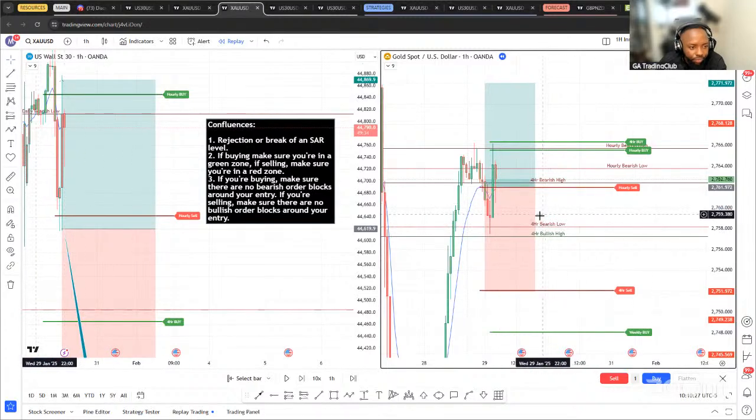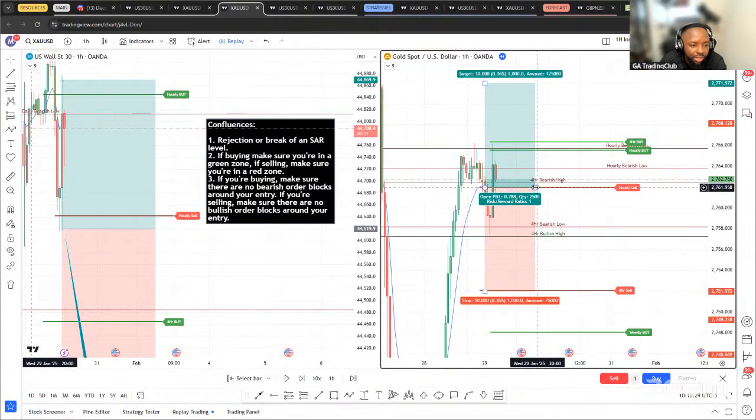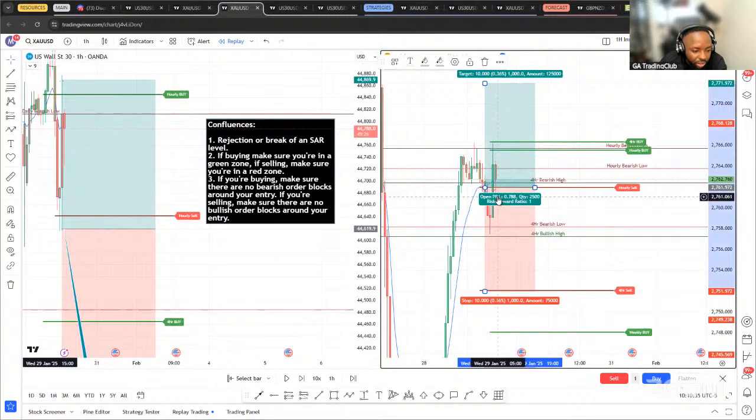So let's see what would have happened here. This one was yesterday, so we already know that this trade would have lost. There's a sell entry here. This one was a nice sell entry.